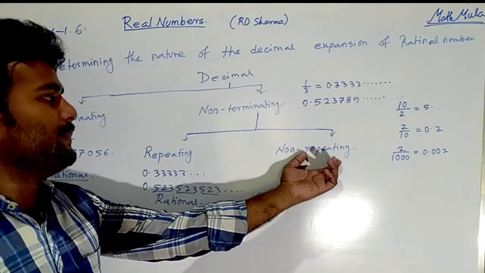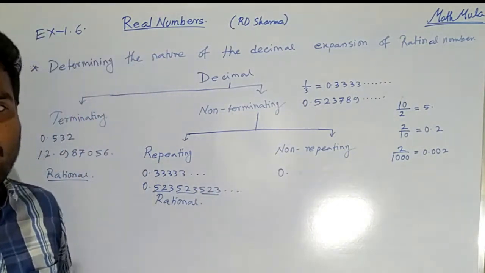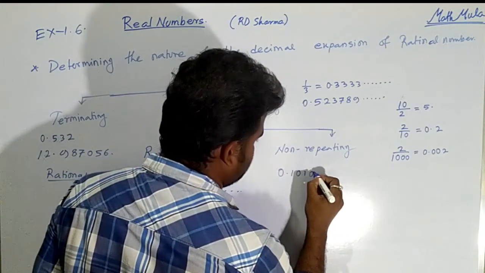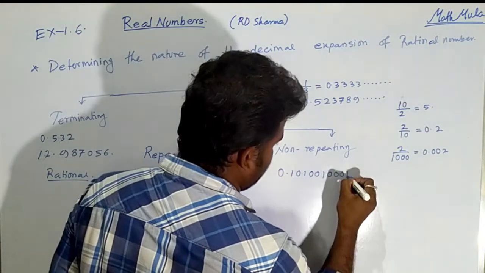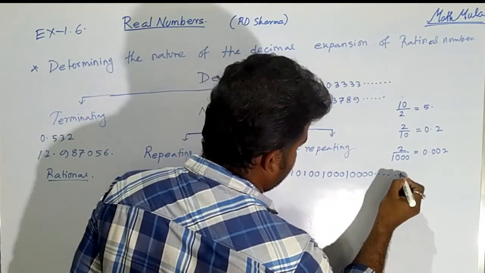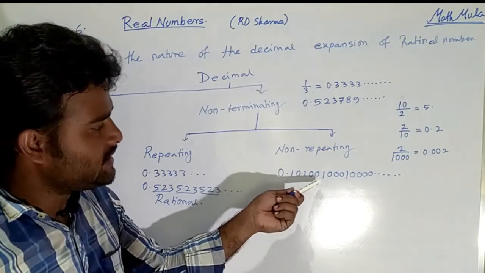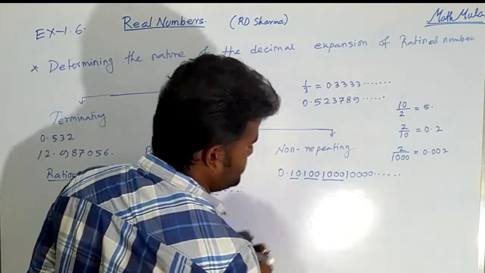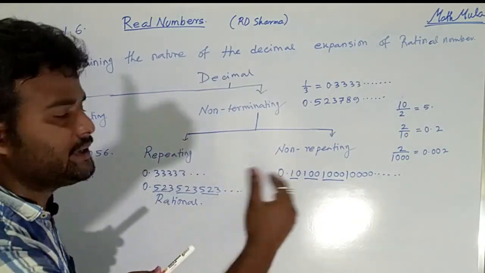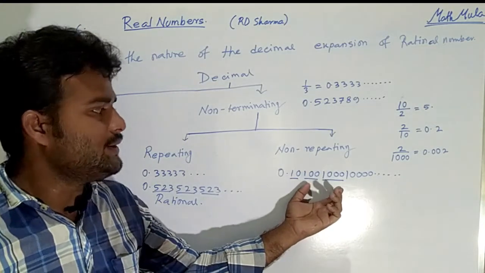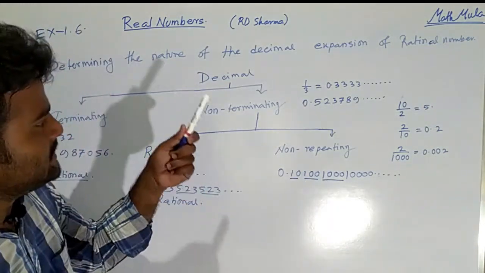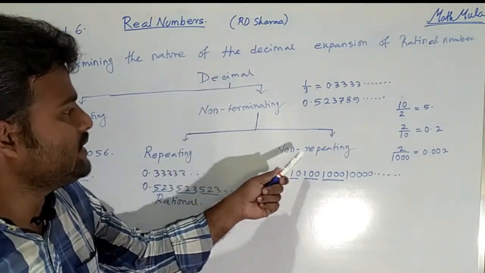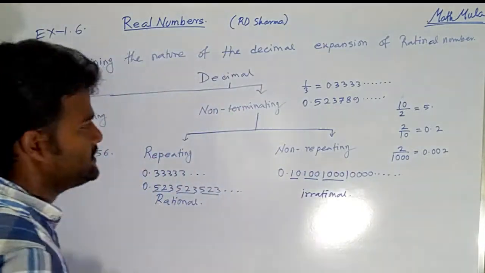Now non-repeating means there is no block in the decimal expansion, like 1 0 1 0 0 1 0 0 0 1 0 0 0 0 up to infinity. Now look, in this expansion there is no particular block. This is 1 0, this is 1 0 0, 1 0 0 0. There is no particular block repeated again and again. So this is a non-repeating decimal expansion, and this type of decimal number, non-terminating, non-repeating, is called an irrational number.